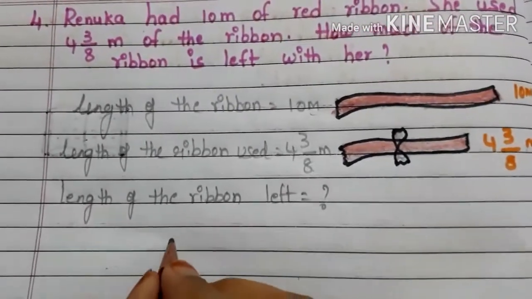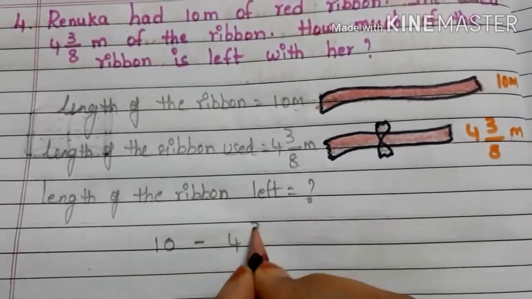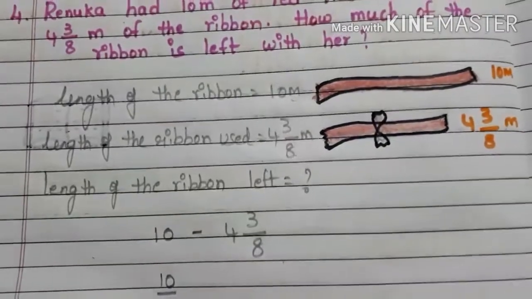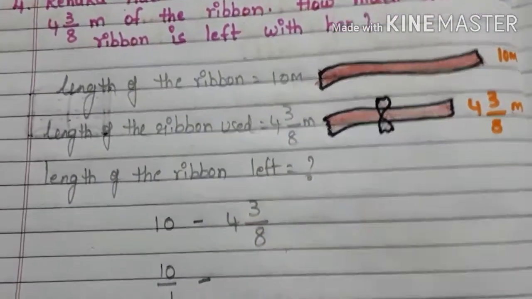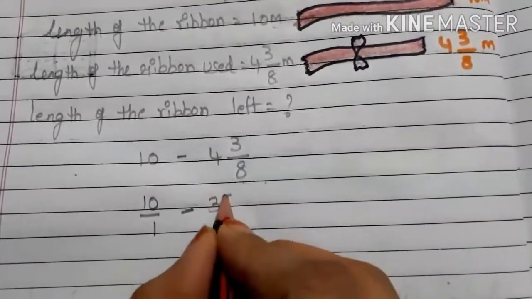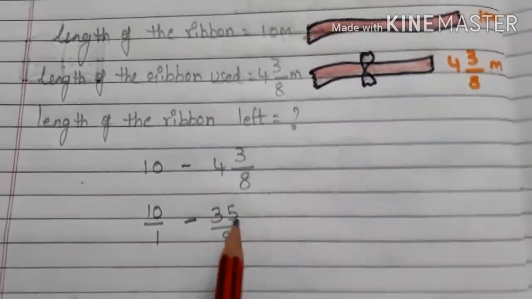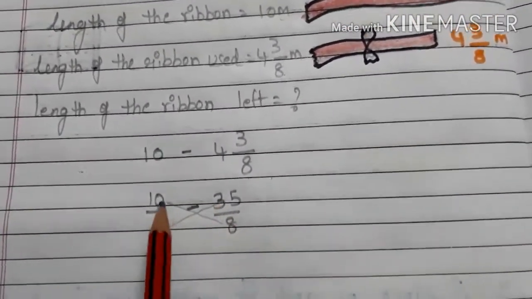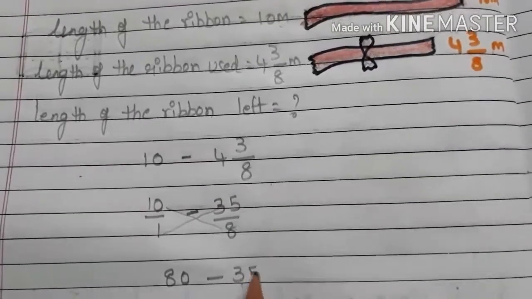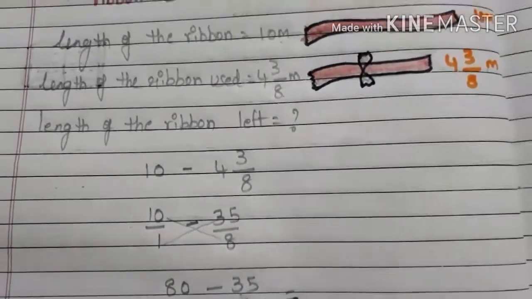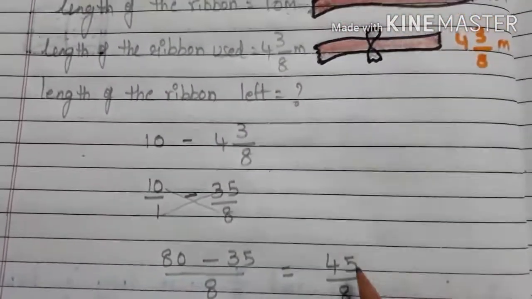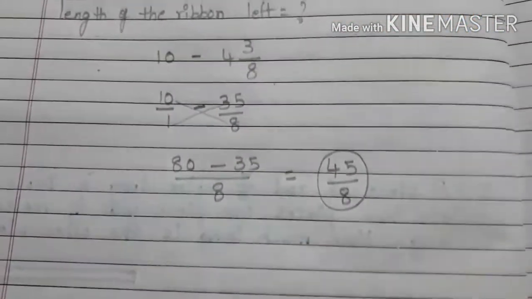Okay. Let us subtract. 10 minus 4 3 by 8. Here we have a mixed fraction. 10 means we can write as 10 by 1 minus, convert this into improper fraction. 4 8s are 32 plus 3, 35 by 8. Okay, here we can use the cross multiplication method. 10 into 8 is 80 minus 1 into 35 is 35 by 8. 80 minus 35 is how much? 45 by 8.